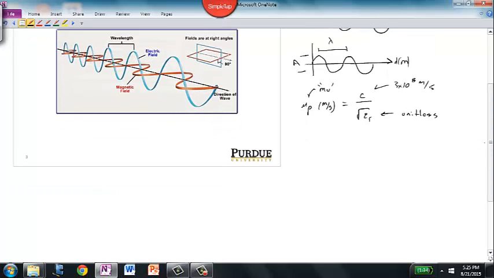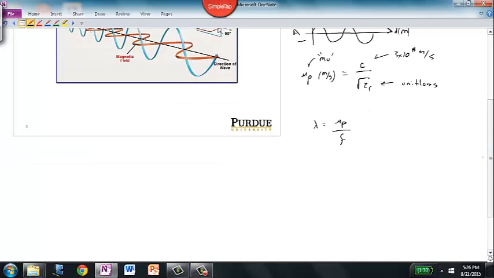We can relate propagation velocity, wavelength, and frequency of an electromagnetic wave through a very specific formula, and that is wavelength is equal to propagation velocity of the wave divided by the frequency. So we've got wavelength in meters is equal to propagation velocity in meters per second divided by frequency in hertz, which again is just 1/seconds.